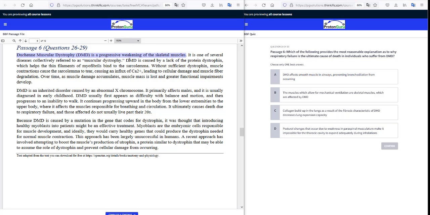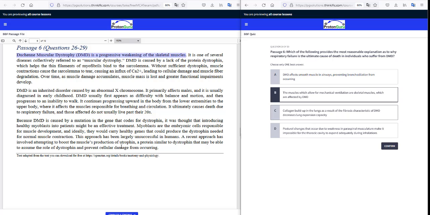We see in the very first sentence that DMD is a progressive weakening of the skeletal muscles. So we need to not choose something about smooth muscles, but rather about skeletal muscles. Now, skeletal muscles might affect some of these other things, but we can probably rule out answer choice A. However, skeletal muscles include the diaphragm and external intercostal muscles that are primarily responsible for increasing the thoracic cavity size. That allows for inhalation. Those observations suggest that answer choice B is reasonable.